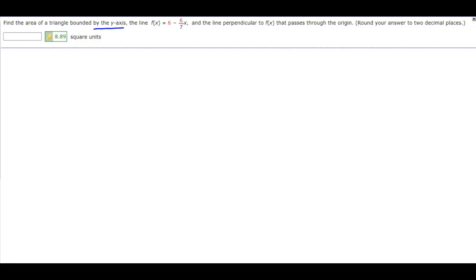If it's bounded by the y-axis, then we know that x is going to equal 0 because that's the vertical line. We have the line f of x, and we also have a line that's perpendicular to f of x. So if we want to find a line that is perpendicular to f of x, that means that it's going to have a slope, a negative reciprocal. So that means it's going to be negative times negative 7 over 6. So that is the negative reciprocal of the slope there, which is going to give us positive 7 over 6.